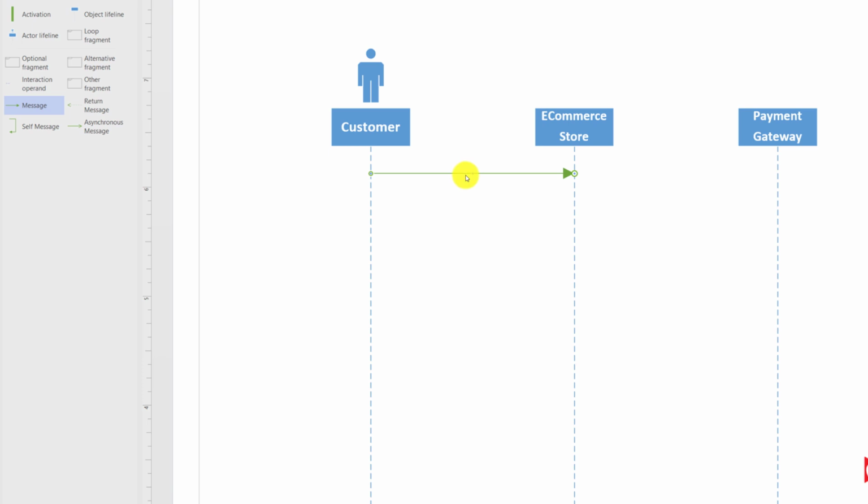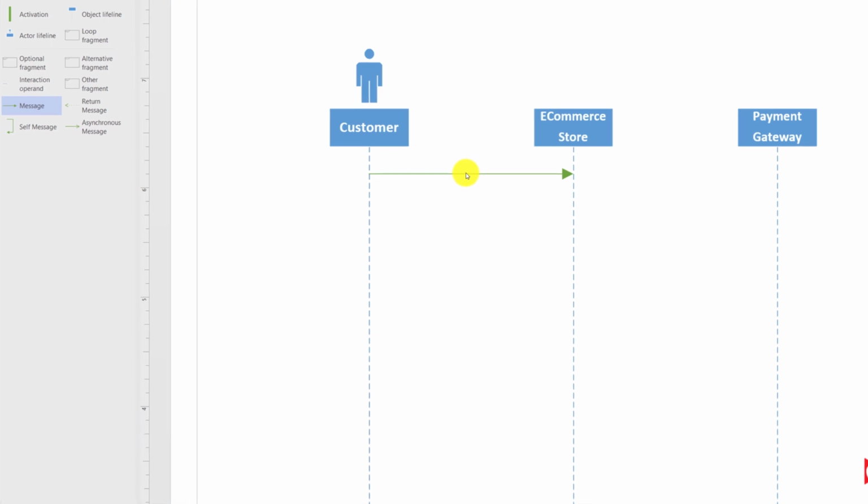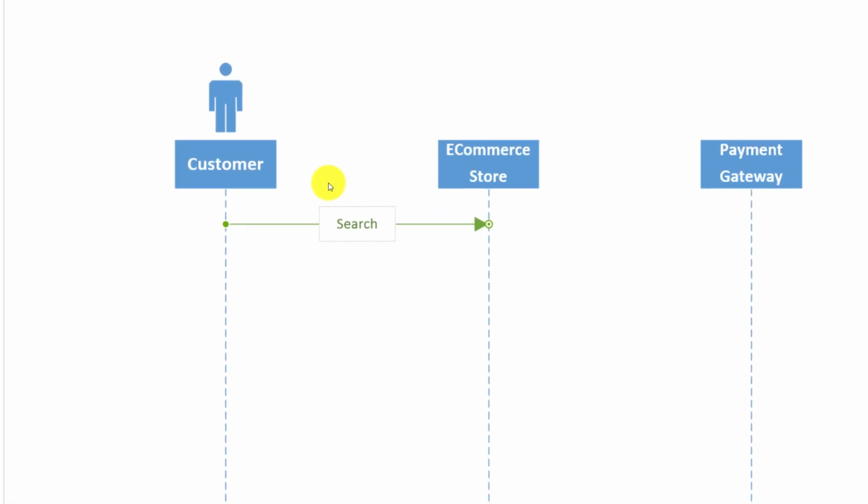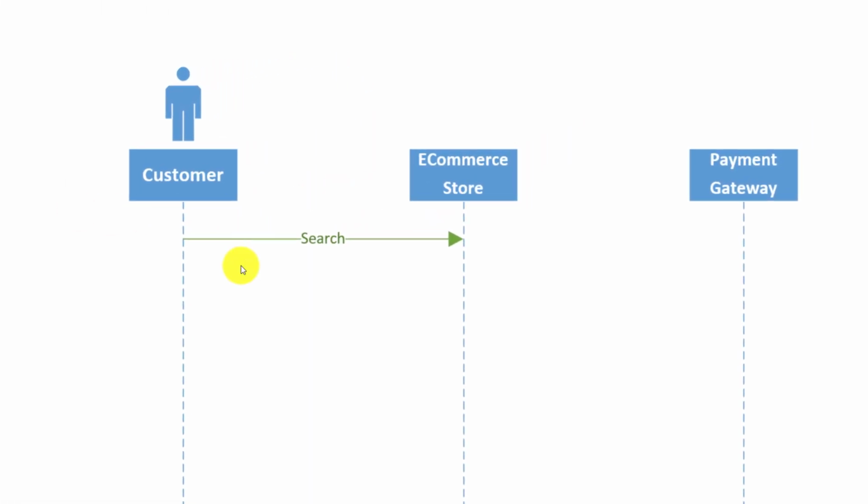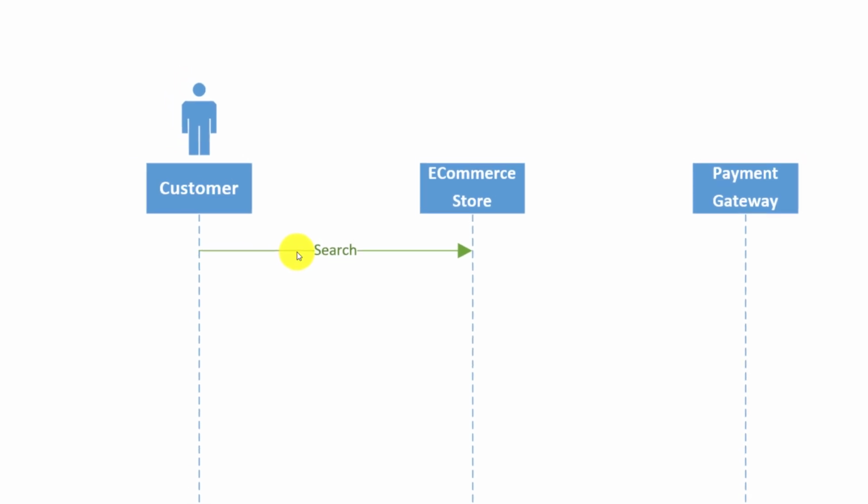The first thing that customer do when they come to the e-commerce store, they search for particular item. Once you have message in place, you can double-click on the message and type in the activity. One thing you might consider changing right away is the color of the message, because green typically doesn't match well with blue and red. So I'm going to change it to black.